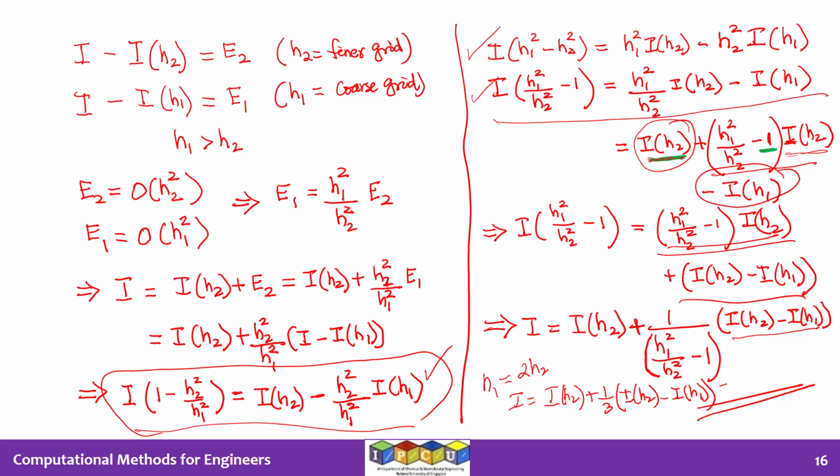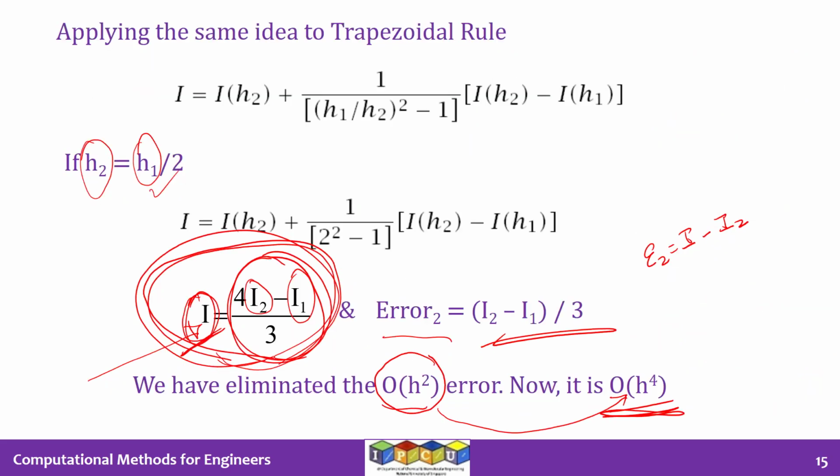So if you want to just simplify it, IH2 I can write as I2, plus 1 by 3 times IH2, which is again I2, minus IH1. IH1 I'll write as I1. So that is what it is. And I can write it as 4 I2 minus I1 divided by 3, which is exactly what is written here.